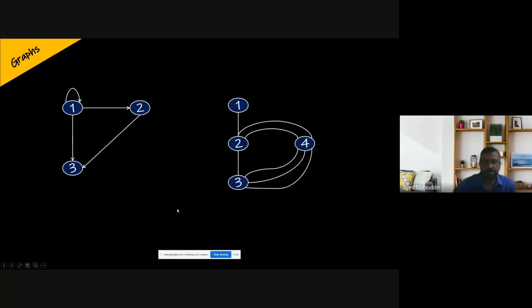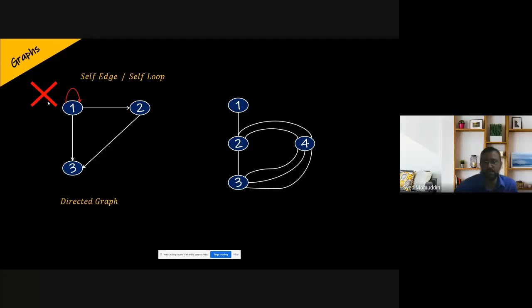The next thing. The graph on the left side is a directed graph because all edges have orientation. And if you observe, there is an edge from vertex 1 to vertex 1 itself. This edge is known as a self-edge or self-loop. This self-edge, self-loop, we will not be using or considering.